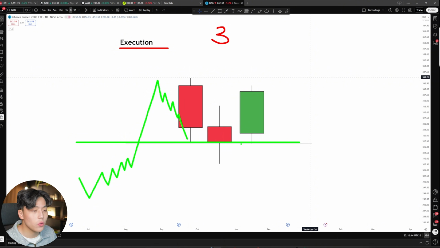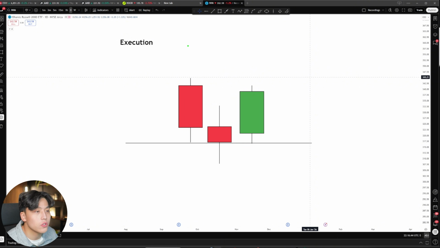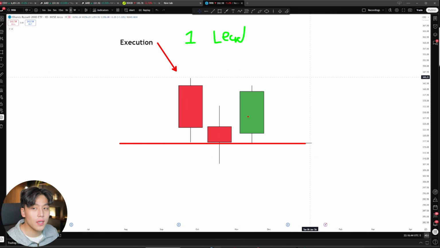Now what we're going to be doing is waiting for this 3-bar entry. So what we have here is that first candle. The first candle is called our lead candle. This is the candle that pushes down in towards our higher time frame key point of interest. And this candle right here is fairly important because it gives us the context if this is going to be a potential entry or not.